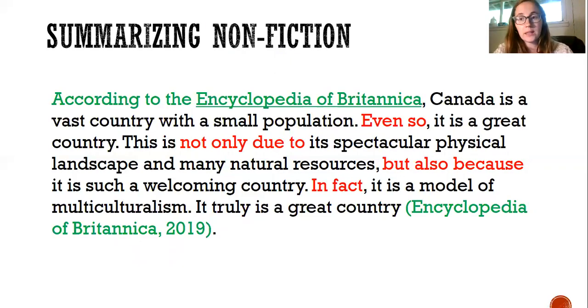Okay, so in green, you can see where I've cited my source. I've told where I got this information from. And in red, you can see the transition words I decided to use. Even so, not only due to, but also because, and in fact. So they're a little bit different when you're doing nonfiction versus fiction.